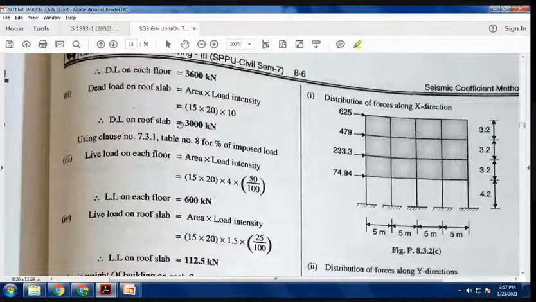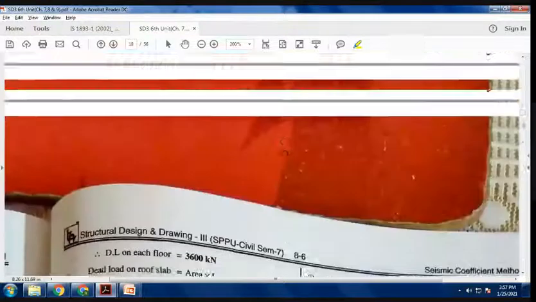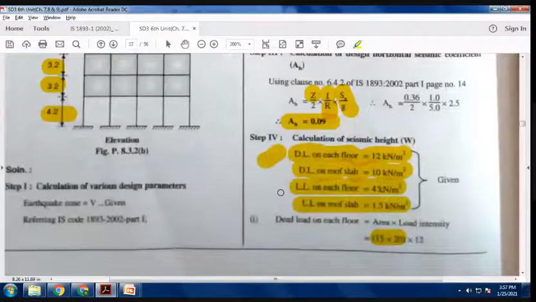The code book says, table number 8, that if your live load is lesser than or equal to 3 kilonewton, then we will take 25% of live load, and if it is greater than 3 kilonewton, then we will consider 50%. In our case it is greater than 3, so we will take 50%. He has given 4 kilonewton per meter square, which is obviously greater than 3, so we will consider 50% of load.